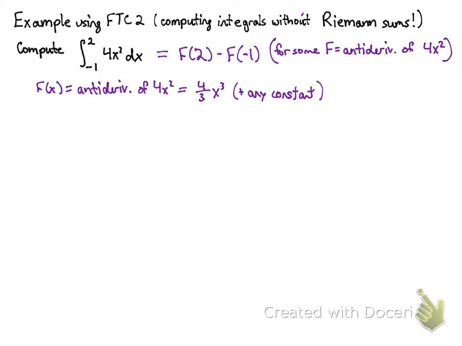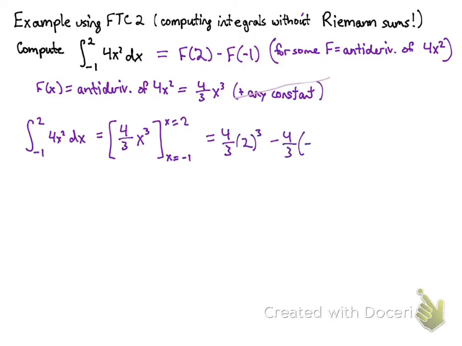We might as well pick the constant to be 0. So I'm just going to use the antiderivative 4/3 x cubed. So this integral equals, well, take that antiderivative and evaluate it at x equals -1 and x equals 2 with the subtraction. So plug in 2 minus plug in -1. Upper bound minus lower bound.